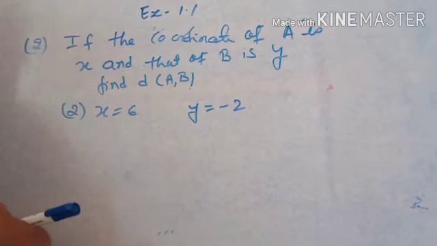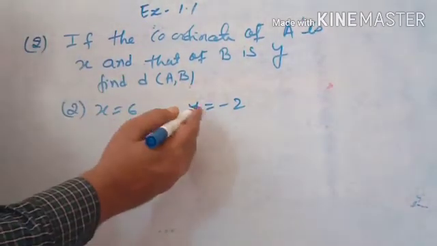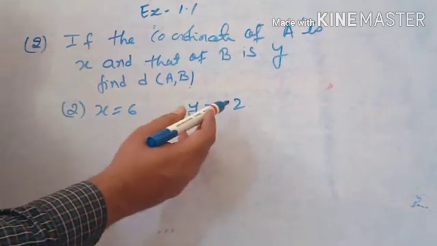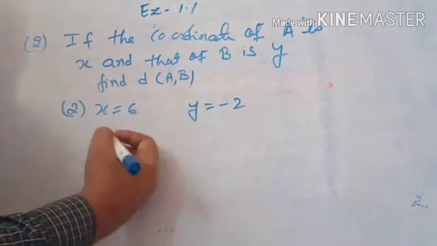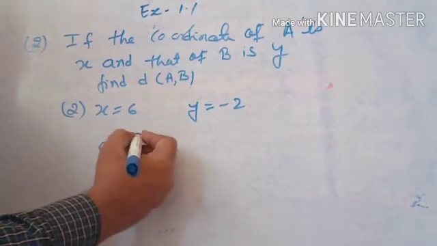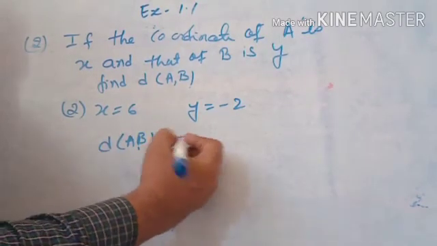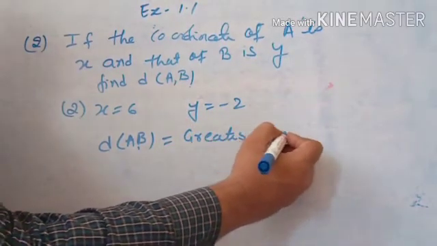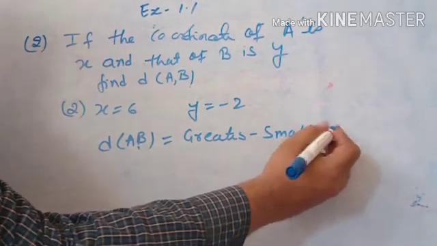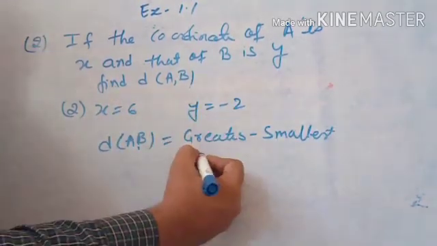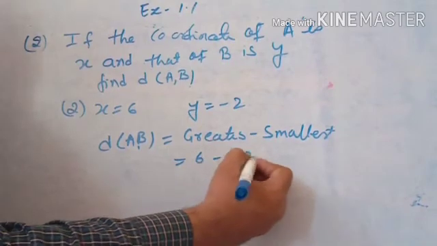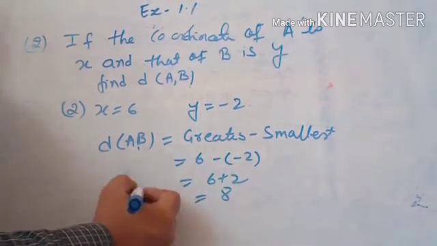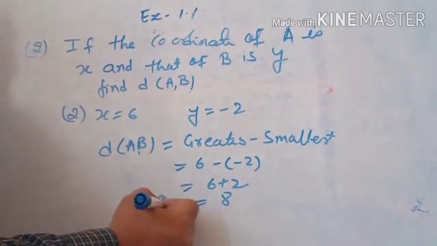In question number 2, the second part is: x is equal to 6 and y is equal to minus 2. The coordinate of x is equal to 6 and the coordinate of y is equal to minus 2. Therefore, we solve this directly. Distance AB is equal to greatest minus smallest. Greatest is 6 and smallest is minus 2. 6 minus minus 2 is 6 plus 2, that is 8. In this case, distance AB is equal to 8.